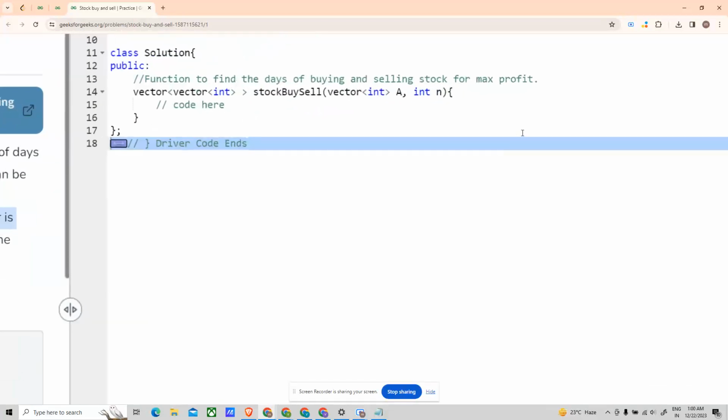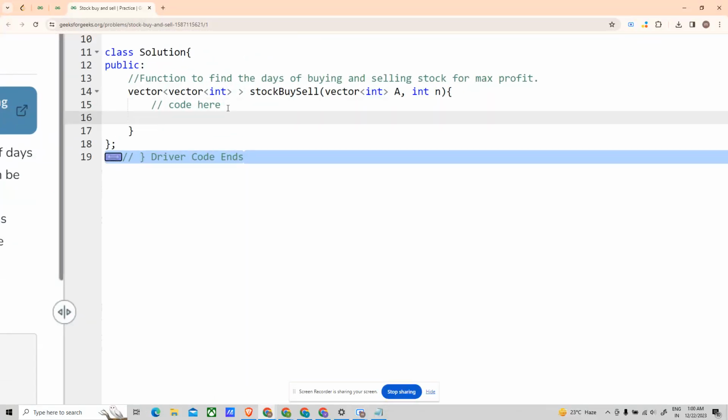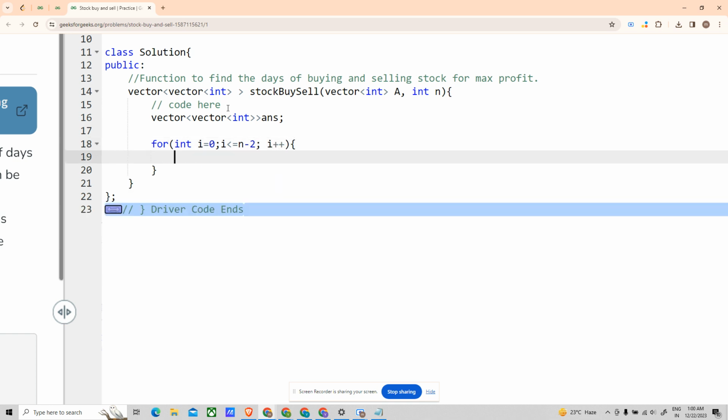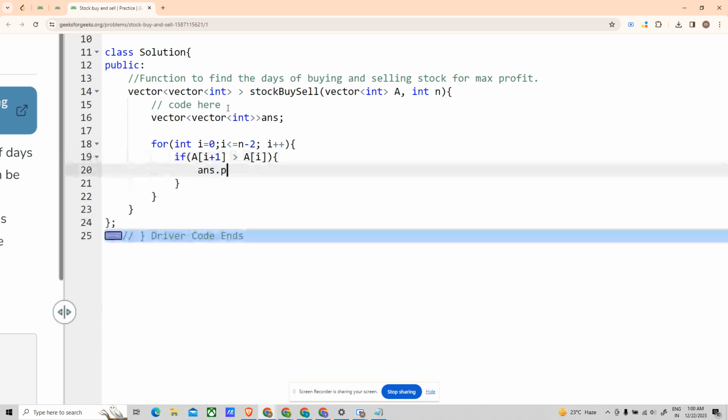So let me zoom in a little. We have to return our answer in the form of a vector of vector int, answer. Okay. What do we have to do? We have to move our pointer i from 0 up to n minus 2. If a of i plus 1 is greater than a of i, ans dot push back i to i plus 1.